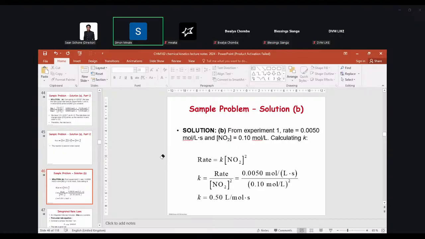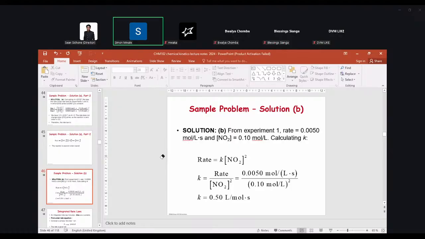Just make it the subject of the formula and then pick any one of the experiments in the table and put in the values for the rate and also for the concentrations that are given in that experiment. Then once you do that, you have calculated the rate constant.